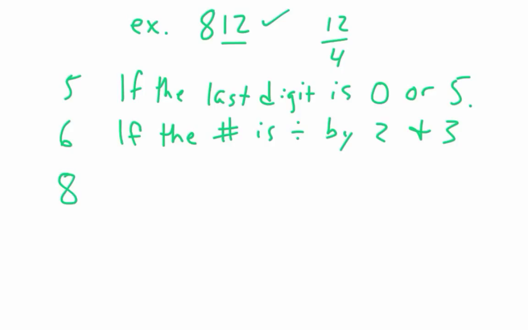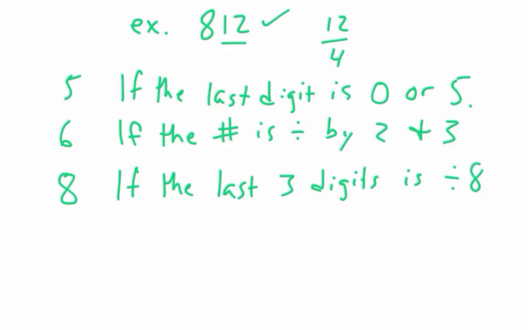8. 8 then is, if the last 3 digits are divisible by 8. That kind of feels like a bad rule in some ways, like how helpful is that? But if you had something like 4,320, one side is a 3-digit number divisible by 8. What's my chance of doing that in my head? But sometimes if you have 320, is that going to be divisible by 8?